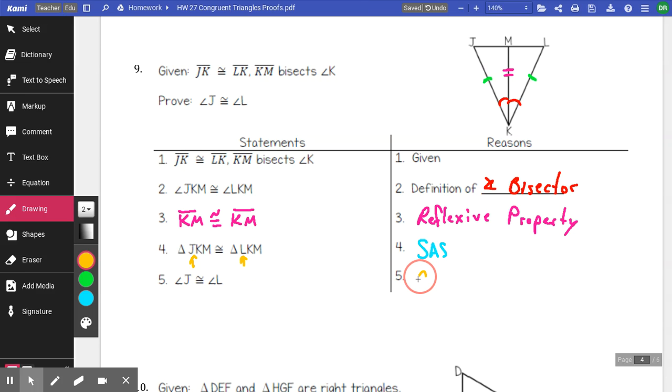And so we use that CPCTC, which means that if two triangles are congruent, then all pairs of angles and all pairs of sides should be congruent. And so these angles would have to be congruent.